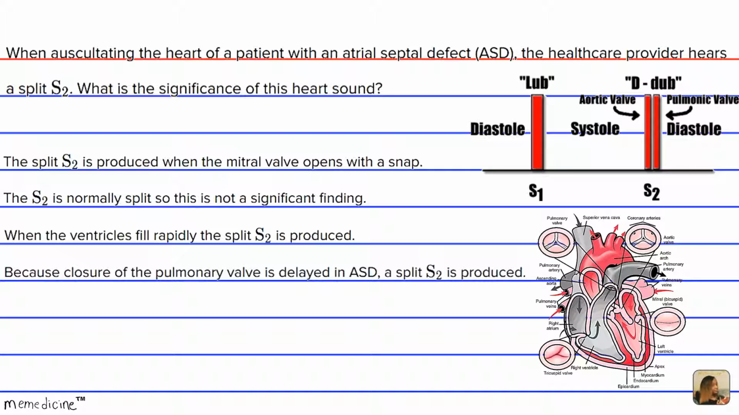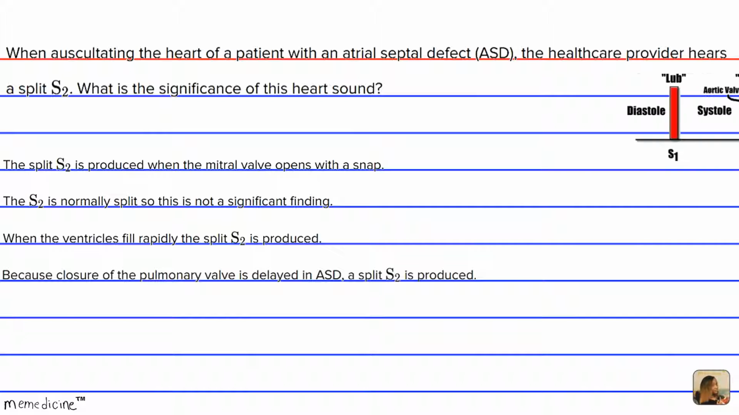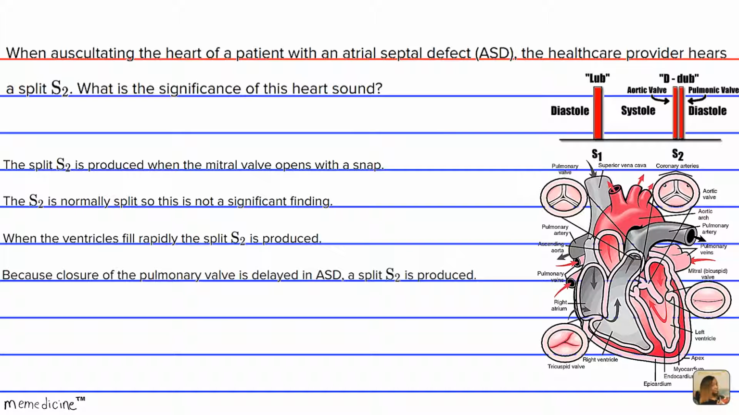All right. Okay, so a normal S2, as shown here, is produced by the closure of the pulmonic and aortic valves, at the beginning of diastole, the relaxation of the heart where the chambers are filling up. It is the dub sound in the normal lub dub, okay?